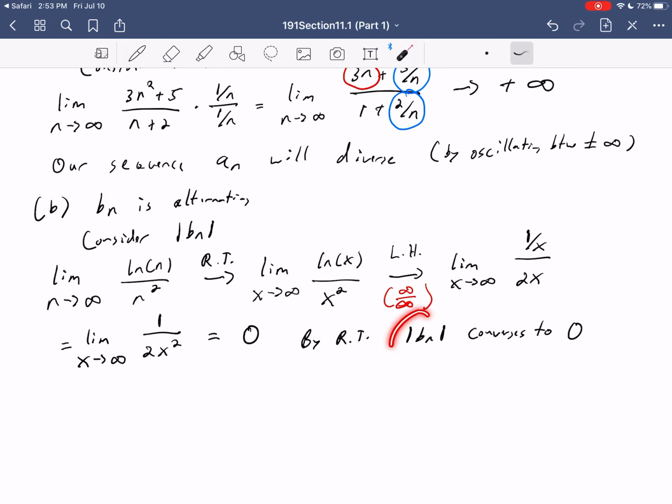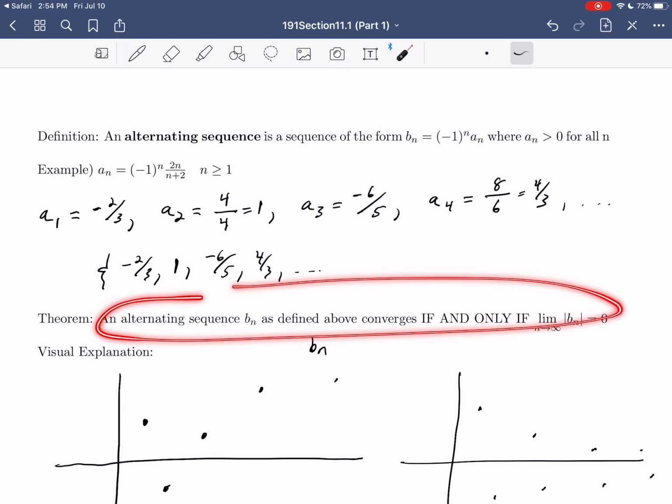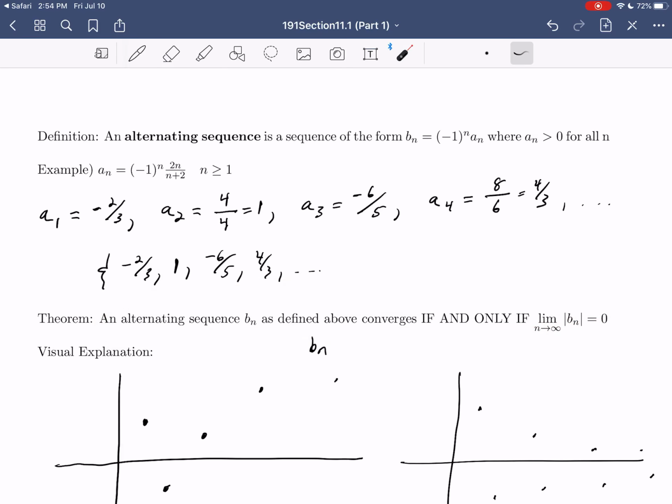So we now know that the absolute value converges to 0. So b sub n is going to be alternating between things that are really close to 0, really close on the positive side, then really close on the negative, really close on the positive, really close on the negative. That means b sub n also converges to 0. So if the absolute value converges to 0, then the alternating sequence also converges to 0. That's exactly what this theorem said. If the absolute value converges, then the actual sequence converges.